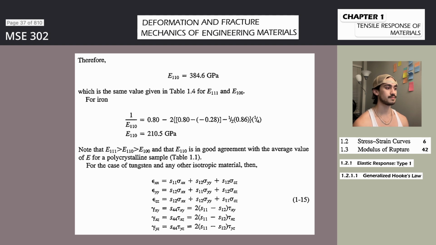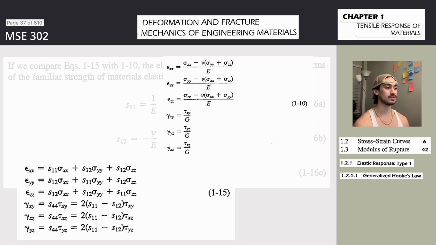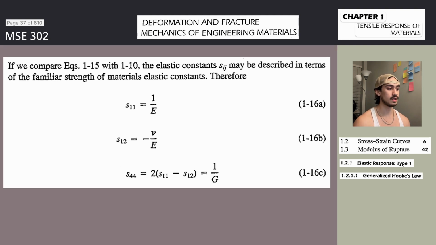Example, note that E111 is greater than E110 is greater than E100, and that E110 is in good agreement with the average value of E, modulus of Young's elasticity, for the polycrystalline sample, table 1-1. For the case of tungsten and any other isotropic material, then we have equation 1-15. If we compare equation 1-15 with equation 1-10, the elastic constants, S sub ij, may be described in terms of the familiar strength of materials elastic constants.